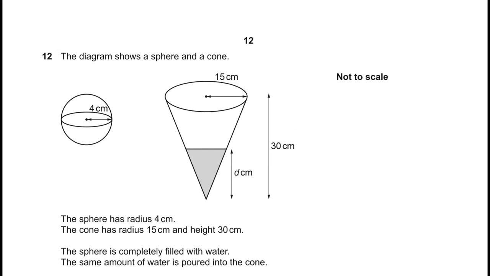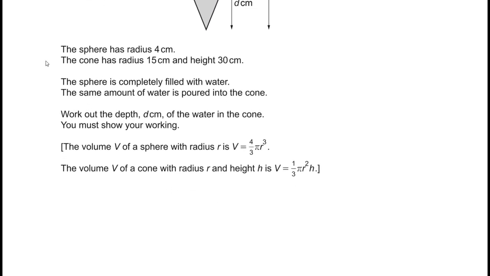So that means the radius of this smaller cone will be d over 2. The height is double the radius. If I double d over 2, I get d. So now if I work out the volume of the sphere, I've got 4/3 pi times 4 cubed. That's 256 pi over 3.